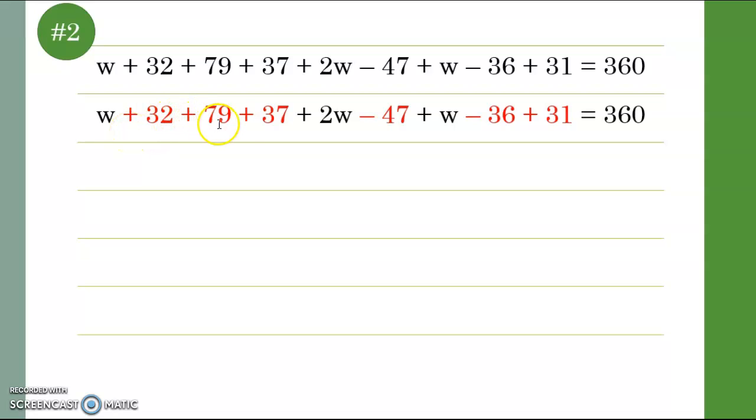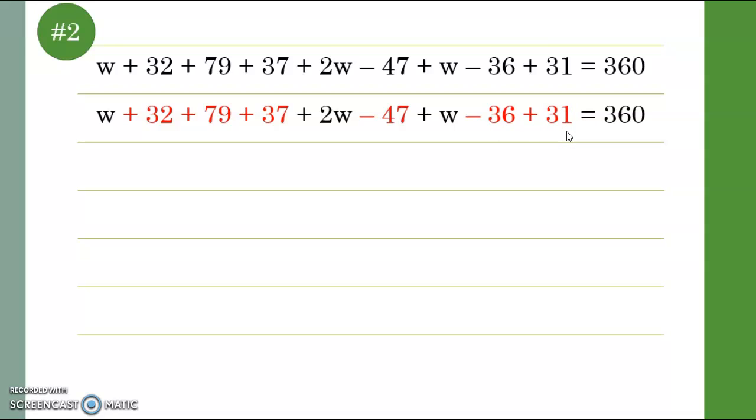Plus 79, plus 37. And this is where it becomes really important when you've got a minus sign. Minus 47, that minus goes with the 47. They're attached together, okay? They need to stay together. Minus 36, that minus goes with the 36. Plus 31, that plus goes with the 31.